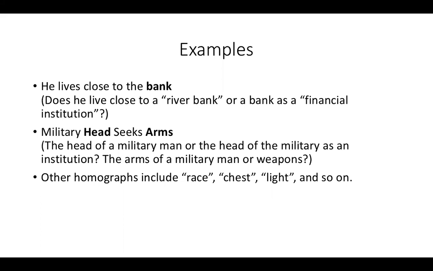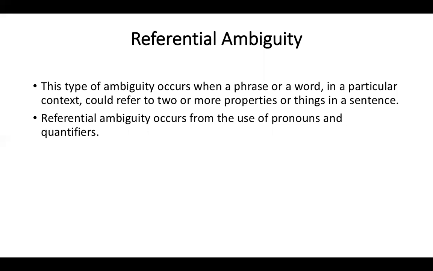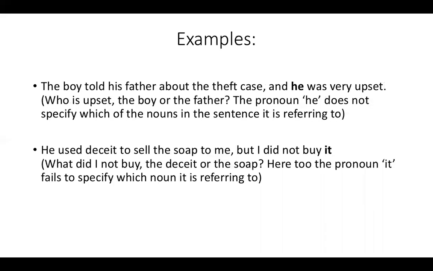And that kind of ambiguity is called what? It's called lexical ambiguity. Now let's look at referential ambiguity. This type of ambiguity occurs when a phrase or a word in a particular context could refer to two or more properties of things in a sentence. So referential ambiguity occurs from the use of pronouns and qualifiers. It is normally an ambiguity that comes from pronouns and other referential words.